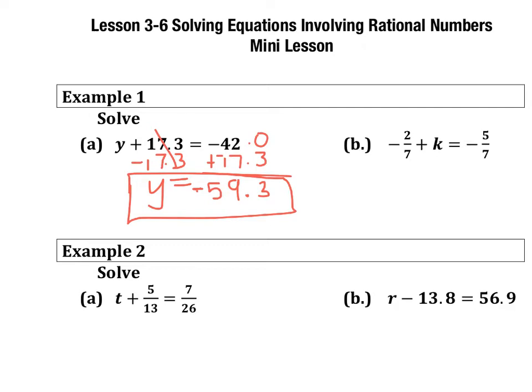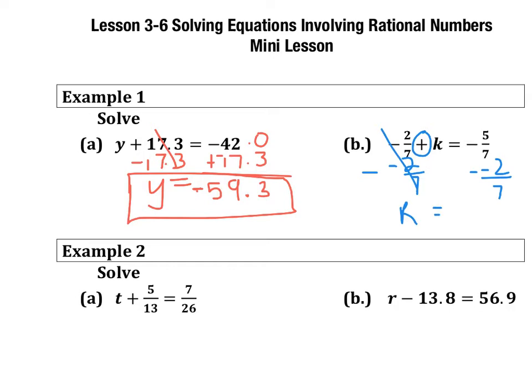In letter B, we have negative 2/7 plus k is equal to negative 5/7. So the operation that is occurring is addition. So our inverse operation is subtraction. We do not change the sign of the first number. So we will be subtracting negative 2/7 from both sides of our equation. When we subtract the negative 2/7, it will cancel, leaving us with k.